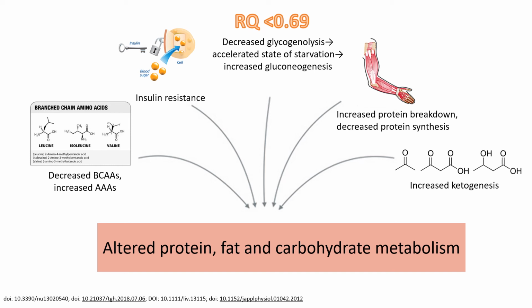Insulin resistance and high blood glucose is common in patients with liver cirrhosis. And due to reduced liver glycogen, there's an accelerated state of starvation where an overnight fast in someone with cirrhosis is the same as a 72-hour fast in a healthy individual. This then leads to the use of protein and fat for gluconeogenesis and the production of ketones for energy.